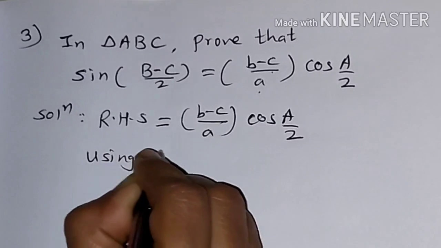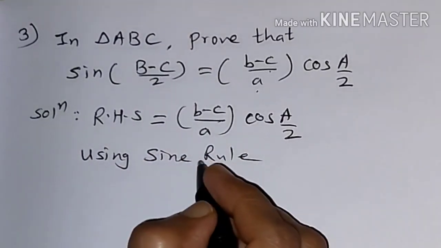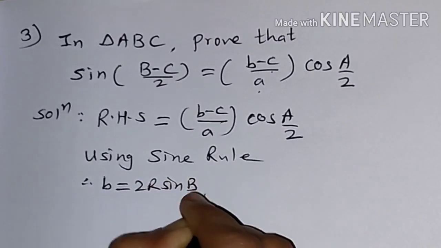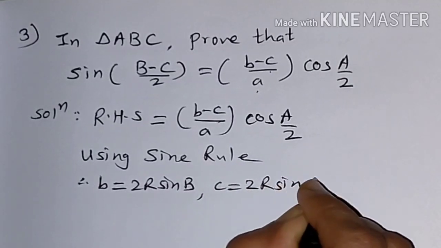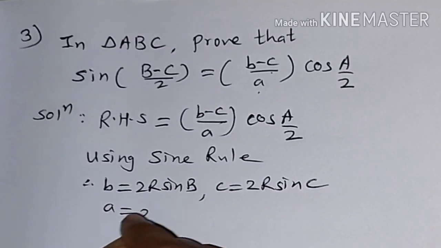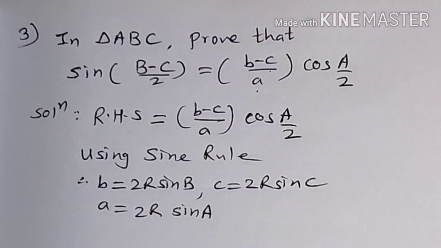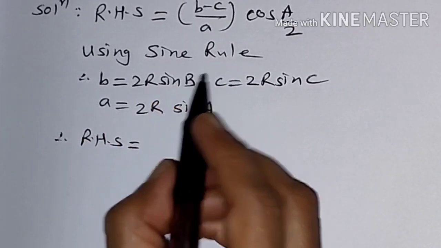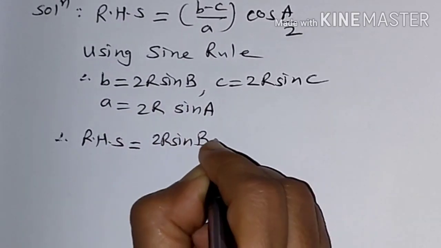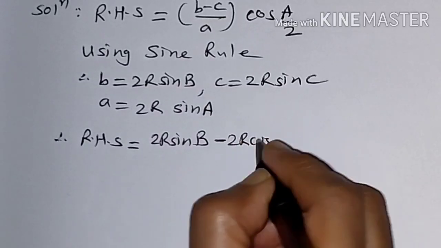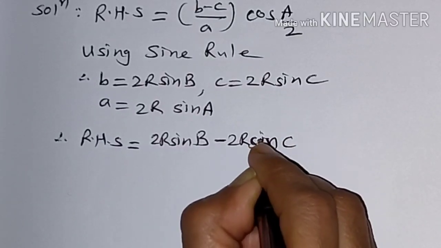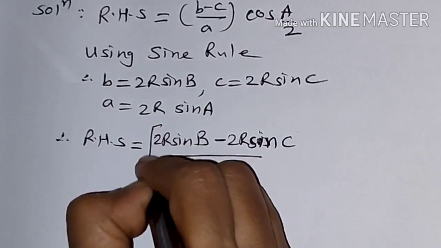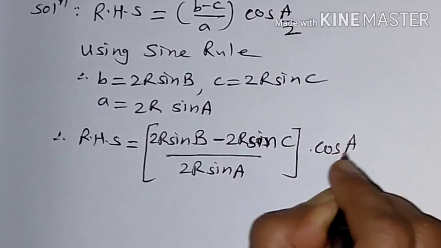Using sine rule. So here we are going to replace b with 2R sine B, c is equal to 2R into sine C, and a is equal to 2R into sine A. Therefore, RHS is equal to, substituting all these values, 2R sine B minus 2R sine C, divided by 2R into sine A, and the whole thing is multiplied with cos A by 2.